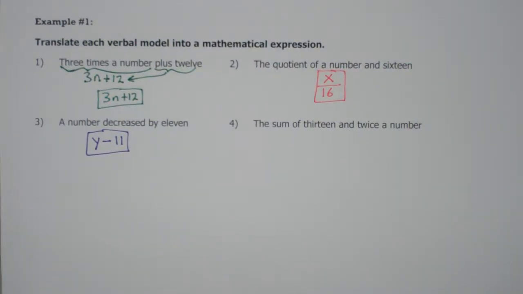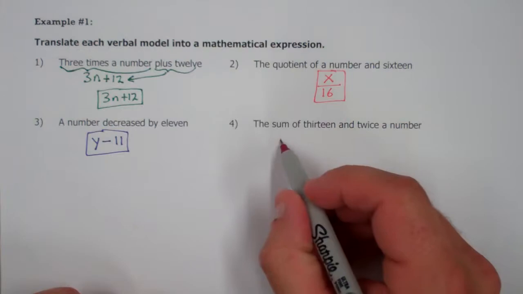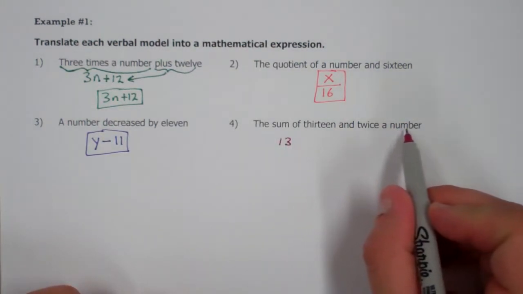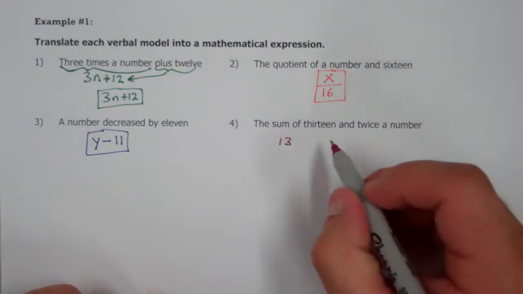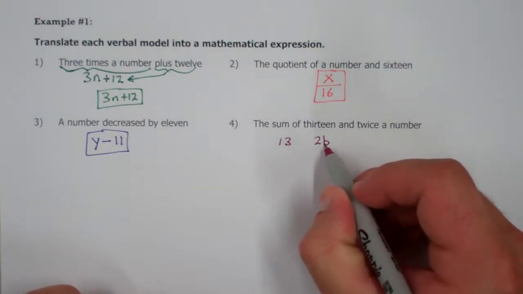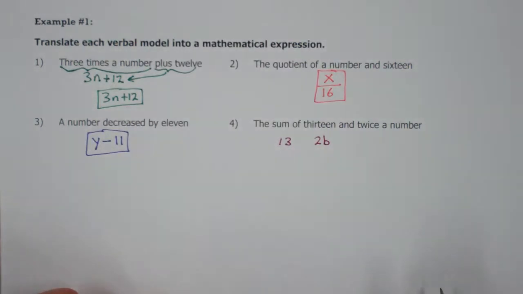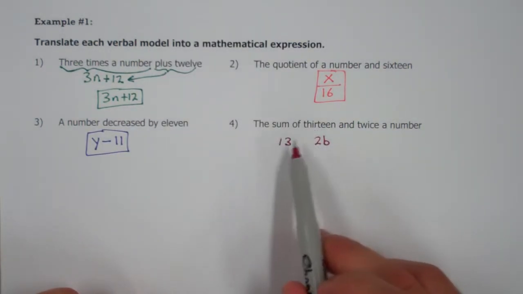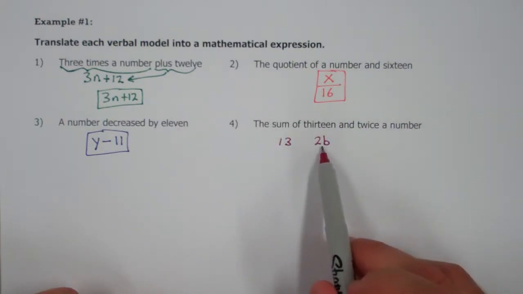Number 4 is the sum of 13 and twice a number. There's a couple different ways to tackle this one. You can take a look at the 13 and write that down. And then you can write down twice a number. We'll use maybe b as a variable here. And then you can go back to the first part of the statement, and the first part of the statement says we're going to sum 13 and then twice a number.